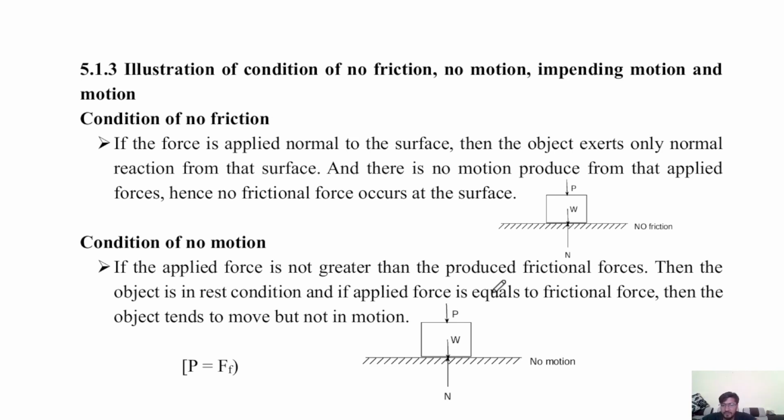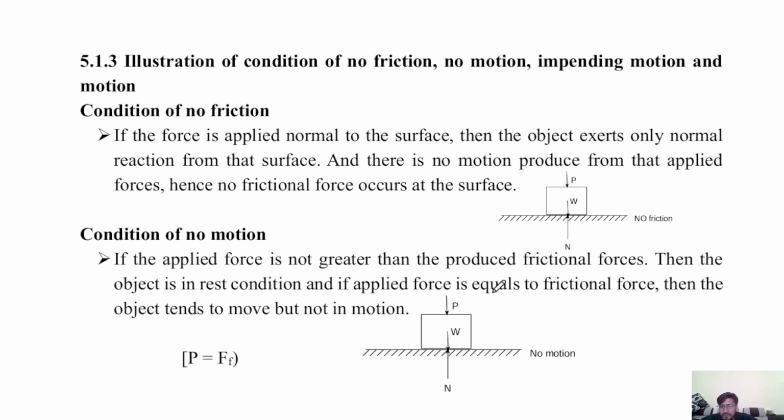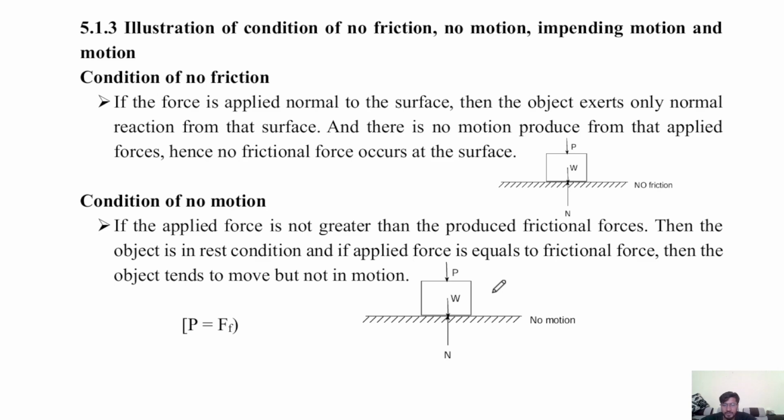Illustration of the conditions of no friction, no motion, impending motion and motion. There are four conditions: no friction, no motion, impending motion and motion. So I want to explain these four conditions. The condition of no friction: if the force is applied normal to the surface, then the object exerts only a normal reaction from that surface and there is no motion produced from that applied force, since no frictional force occurs at the surface. That is the no friction condition.